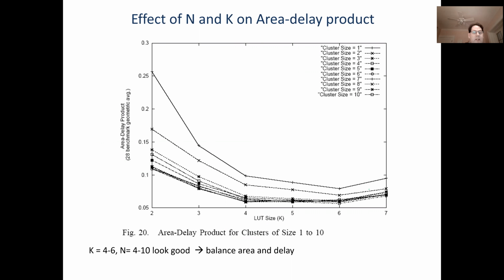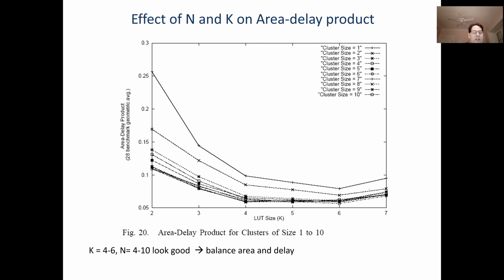This is a cluster size of 2. It's a bit better, but not nearly as good as some of the other ones. So reasonably large logic clusters are good. On this figure, basically 4 to 10 all look pretty good. And then there's a pretty broad minimum in LUT size. So from about 4 to 6, it's not that strong a difference in area delay product. So pretty broad minimum.